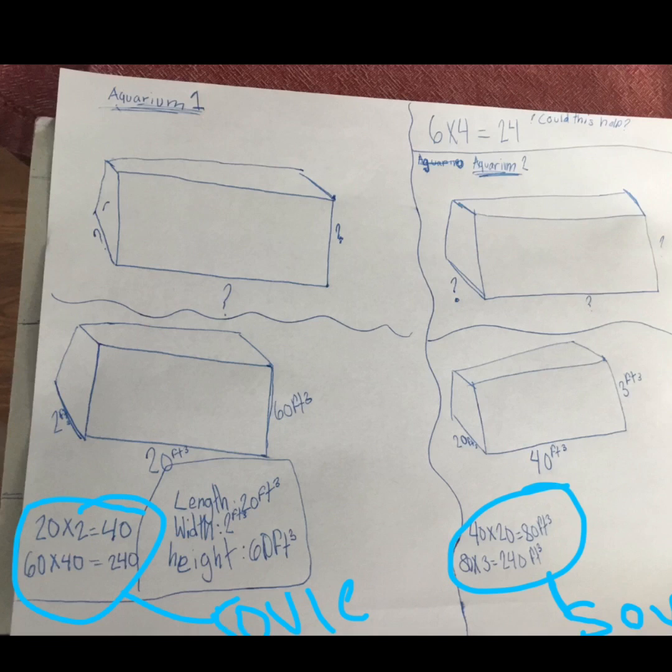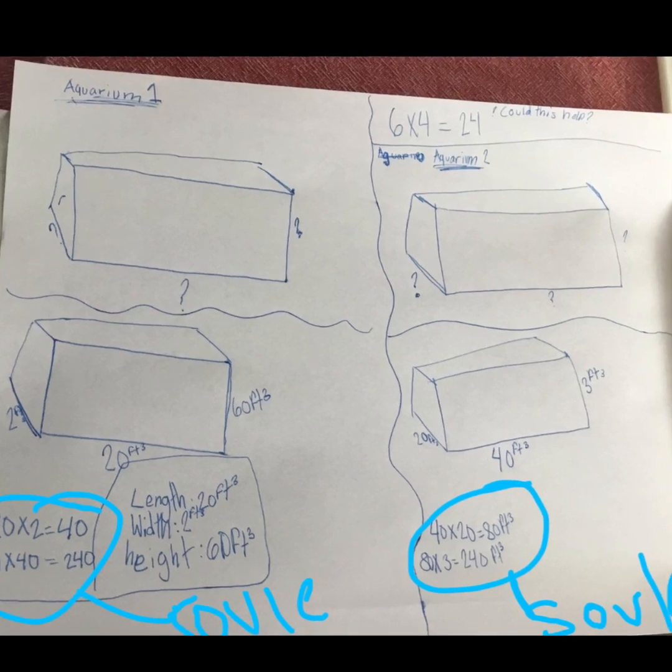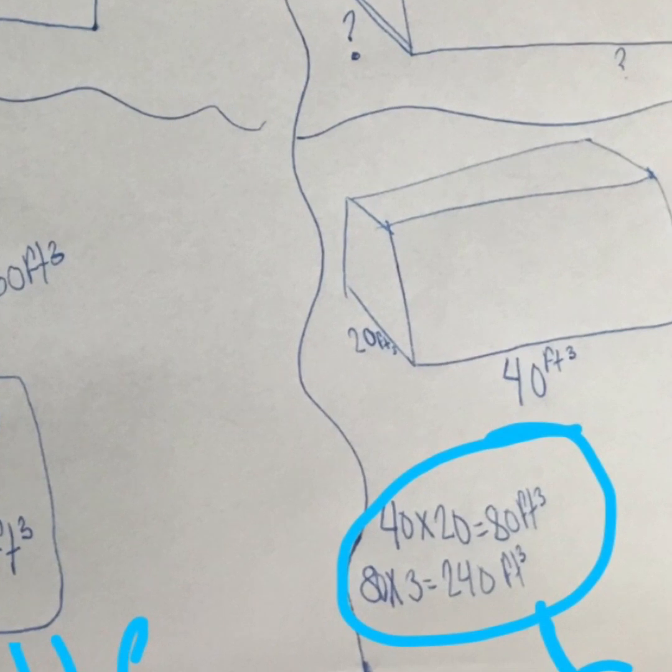This mathematician also made sure to label the unit, 240 feet cubed. So the length, the width, and the height would just need to be in feet. The length is measured in feet, the width is measured in feet, and the height is measured in feet. Volume's the only measurement that we are going to want to put feet cubed.